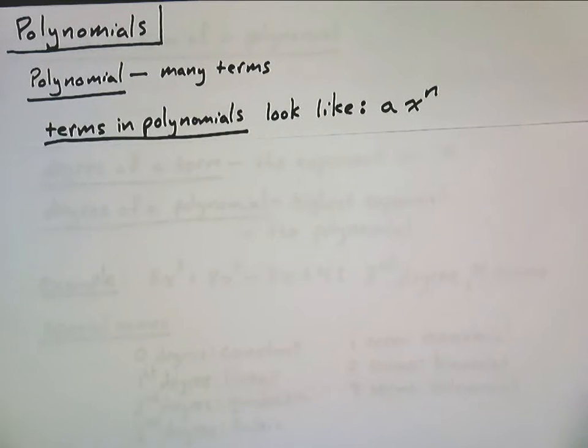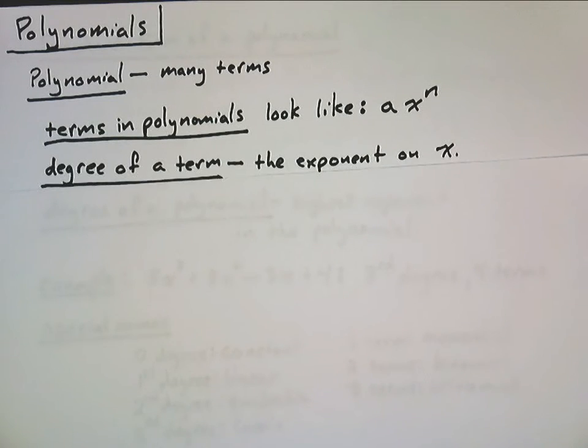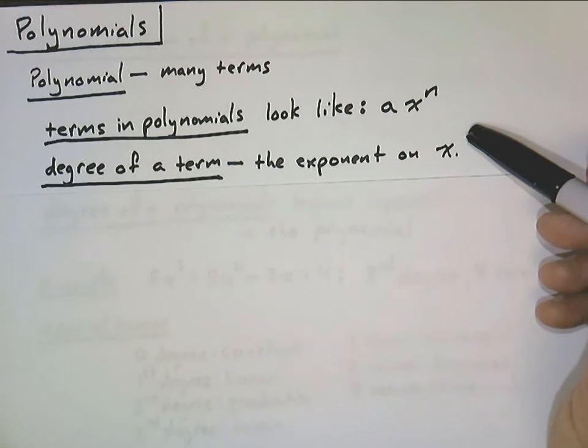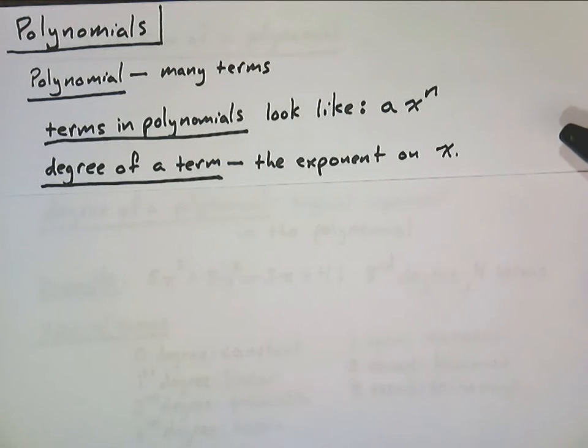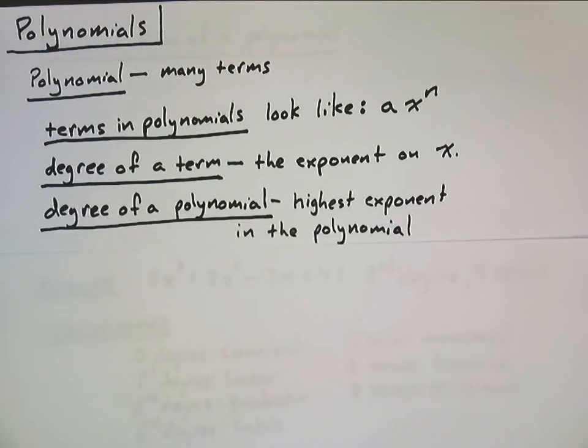Now, one thing about these things, we have what's called a degree. And the degree of a term is nothing more than the exponent on the variable. So if x is being raised to the power of 2, then that's a degree 2 term, or of second degree. If we have a whole bunch of terms added together in a polynomial, then the degree of the entire polynomial expression is going to be the largest exponent.